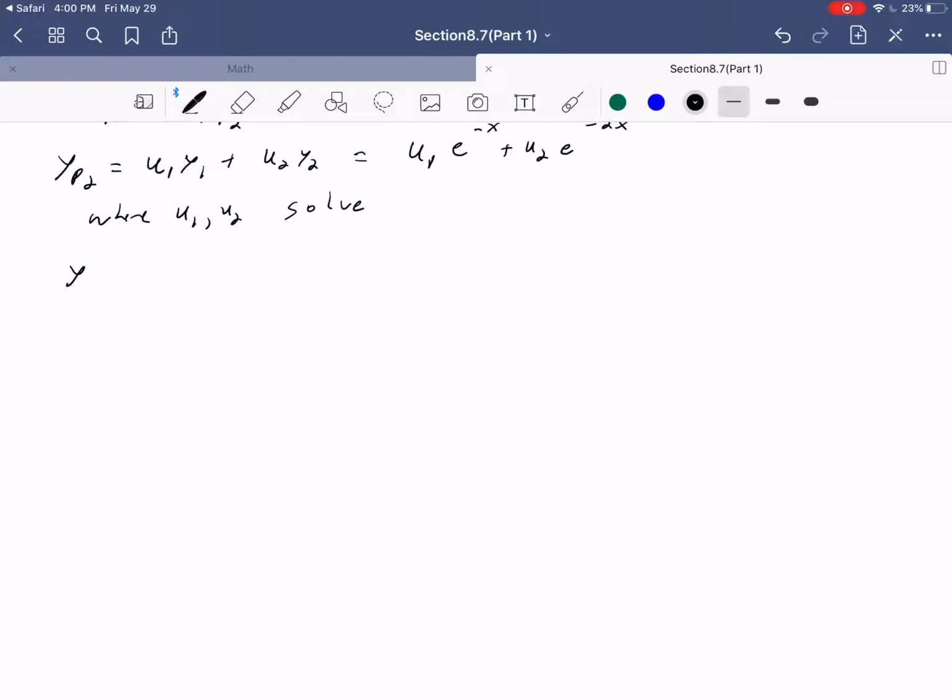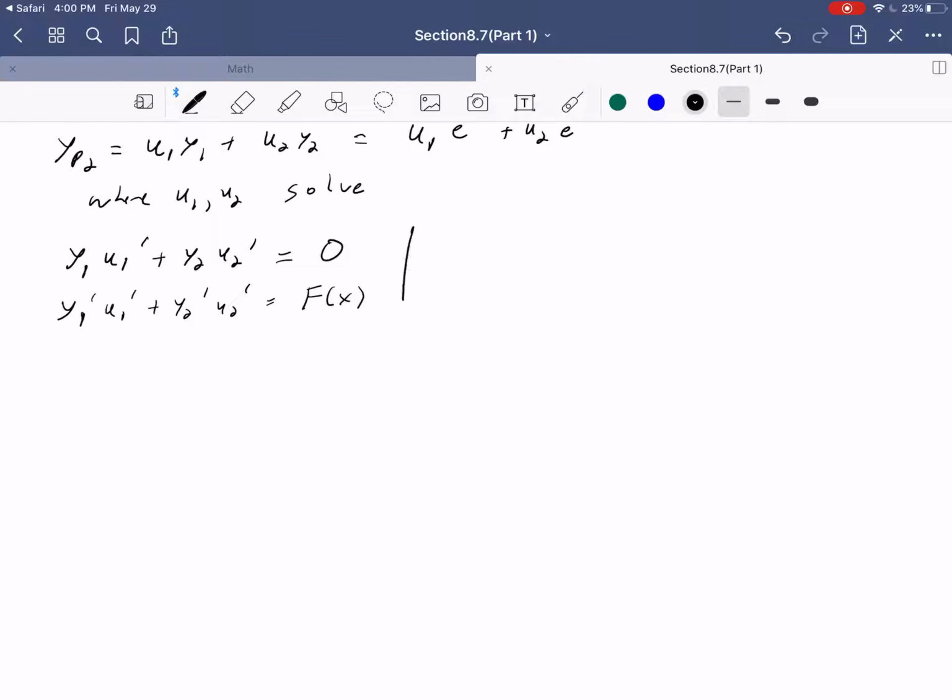it's got to be y1 u1 prime plus y2 u2 prime equals 0, and y1 prime u1 prime plus y2 prime u2 prime equals f of x. That's the general expressions for variation of parameters. What does that look like in our case?